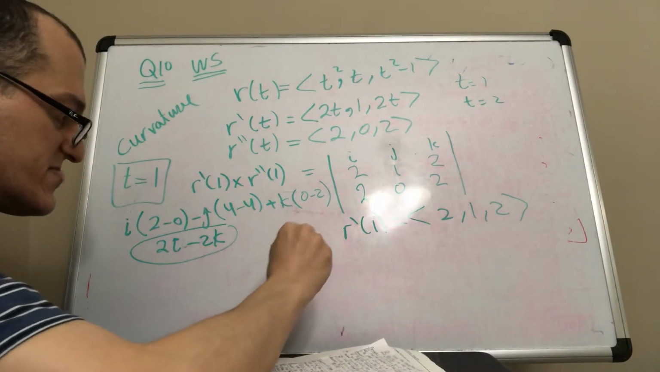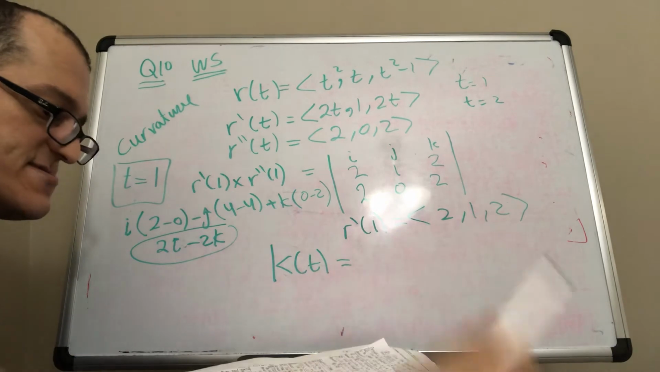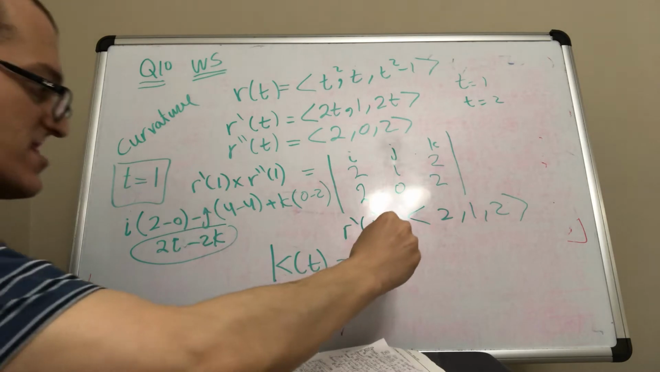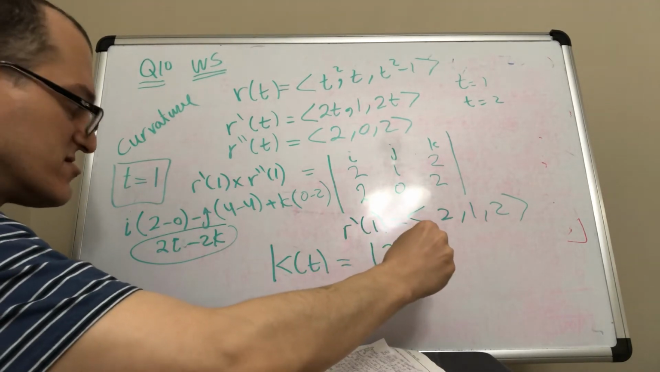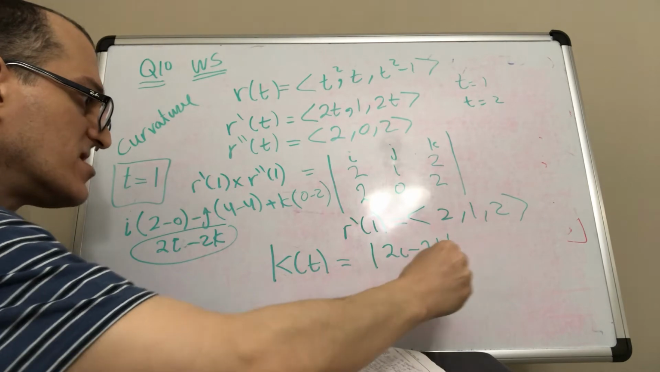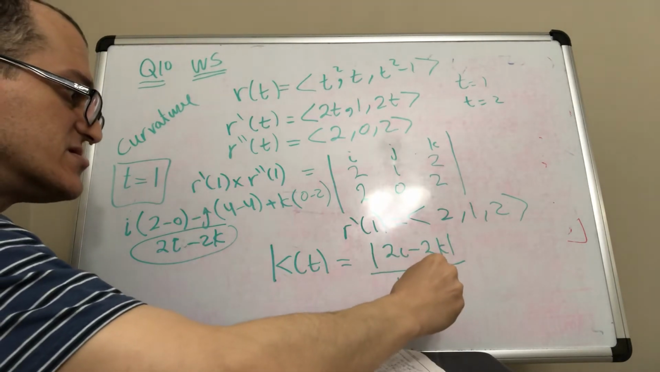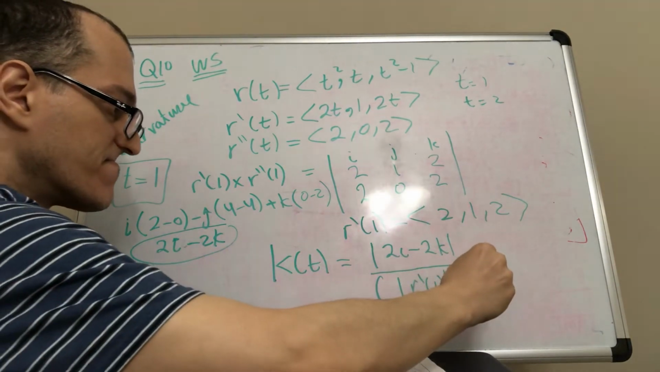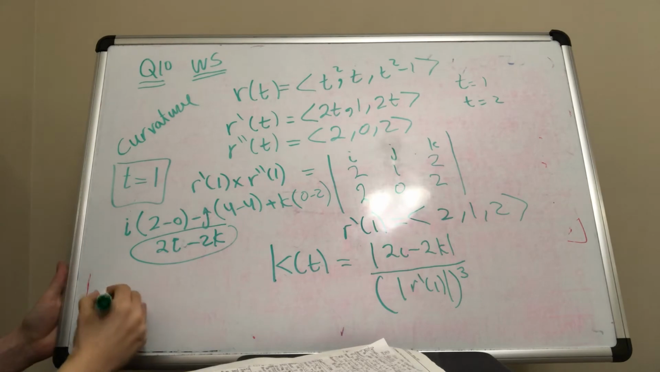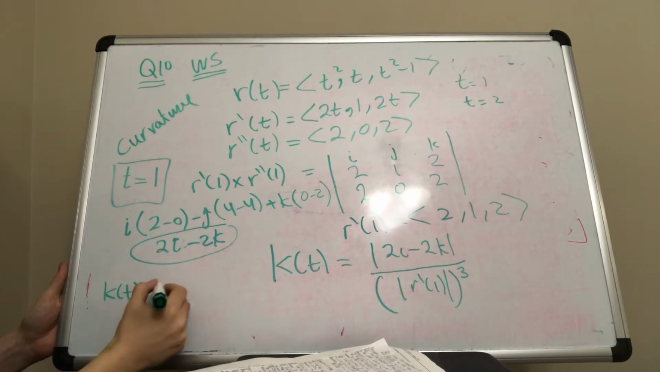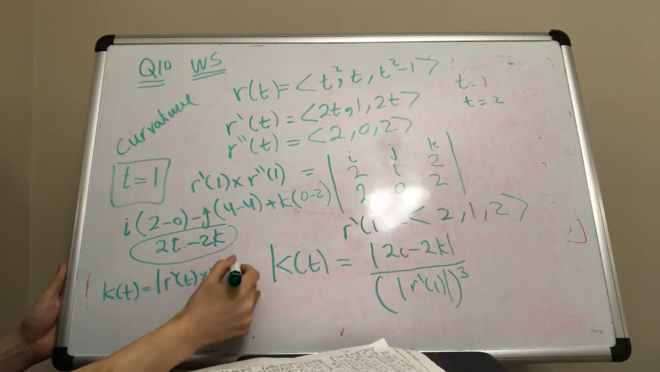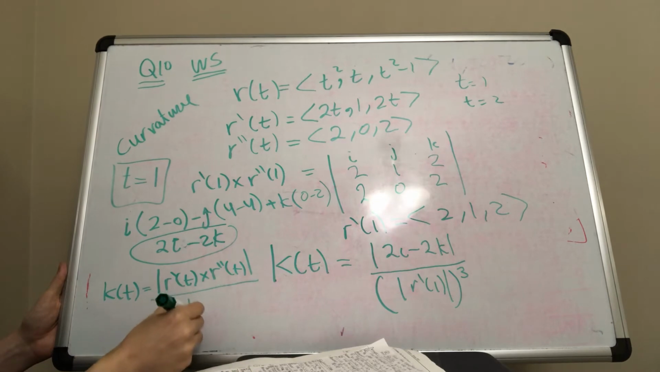Finally, your curvature would be the magnitude of this, the magnitude of the cross multiplication, over the magnitude of this, cubed. So the curvature is basically the magnitude of the cross multiplication between the first and second derivative over the magnitude of the first derivative cubed.